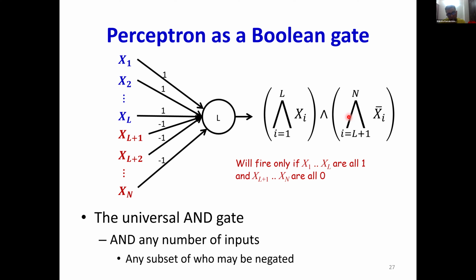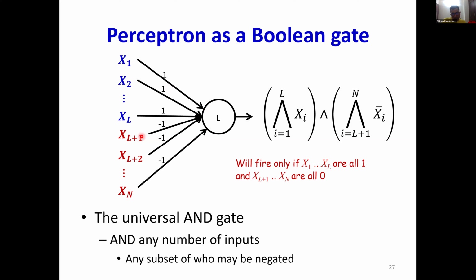So here is what I call a universal AND gate. This perceptron has n inputs, but it will only fire if all of the first L inputs are 1 and the remaining inputs are all 0, right? So can you see why this is the case? Can somebody take a shot at explaining why this is so? Okay, if nobody wants to, let's see this. If the first L inputs are 1 and the remaining inputs are 0, then what is the total input coming into this over here? L. Right? Because you have L ones and the rest are zeros.